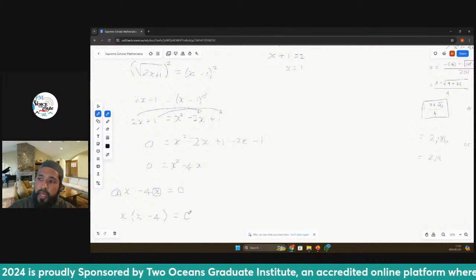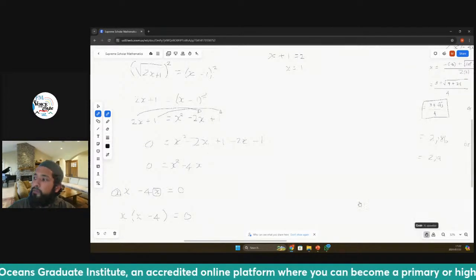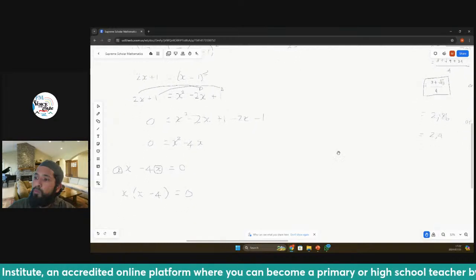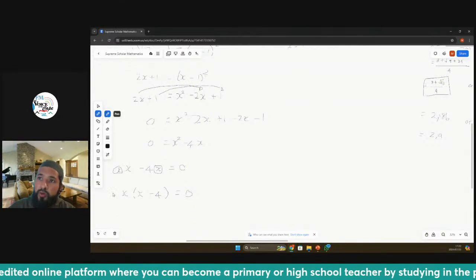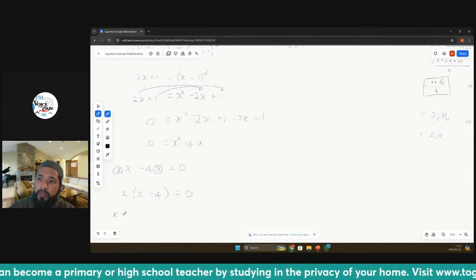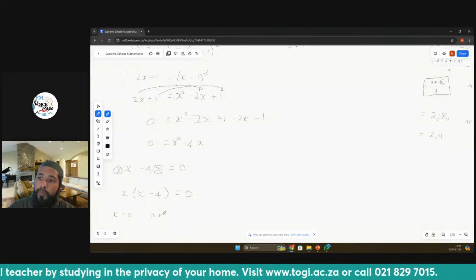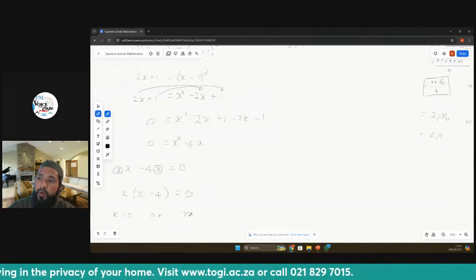And then following from the principle that we dealt with yesterday, where if two things are multiplied by each other and they're equal to 0, then there's only two possibilities. The one possibility is the first term equals 0, or x minus 4 equals 0.